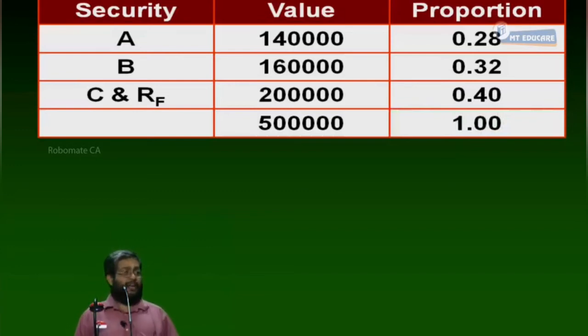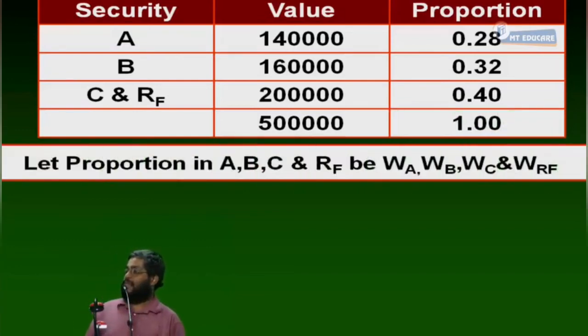Everybody, can I proceed? Are you all doing along with me or not? Write down next. Let the proportions of A, B, C and RF be weight of A, weight of B, weight of C and then weight of RF. Can I proceed or not?